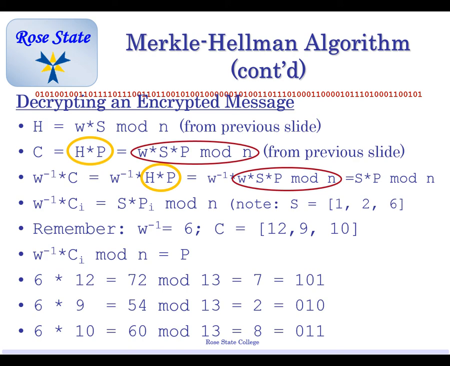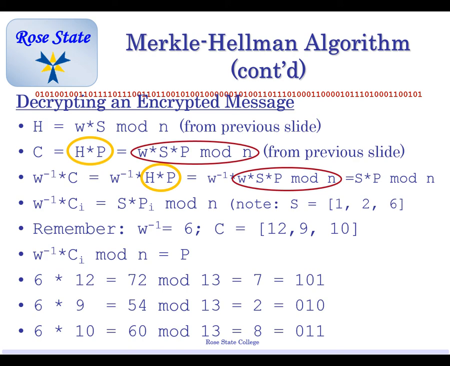Okay? 6 times 10 is 60 mod 13. Again, 13 in front of the 60. We end up with 8. And 8 is not 0, 1, 1 in binary. Just don't think you're just converting it to binary. I'm going to show you what you do with that.